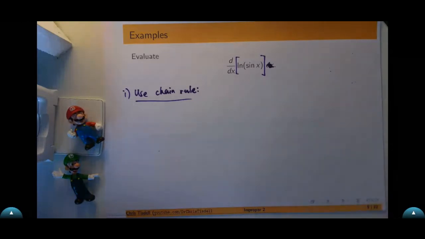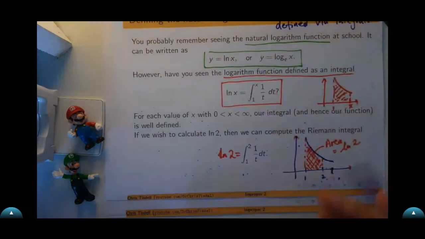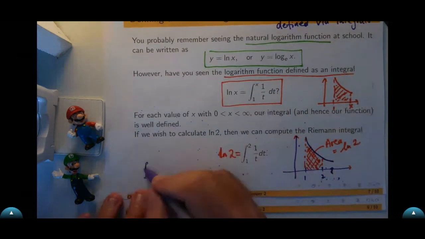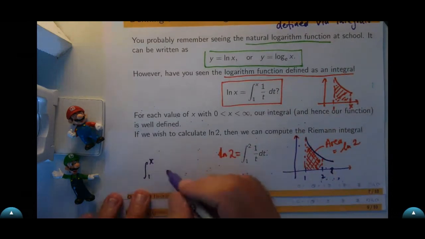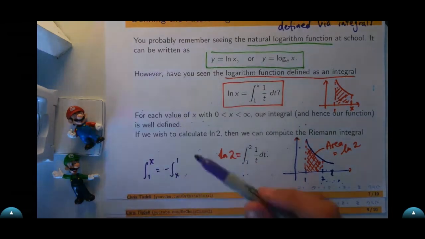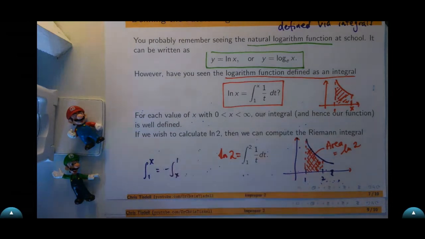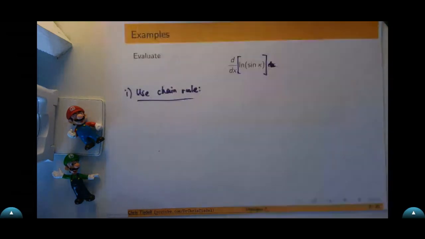Yes, Steve. So Steve has asked what do you do for x less than 1? Well, it's the negative of this, right? Because if you swap the limits, the integral from x to 1 equals the negative of the integral from 1 to x. So that covers it, Steve, when x is between 0 and 1. Pretty cool, huh? Good question.